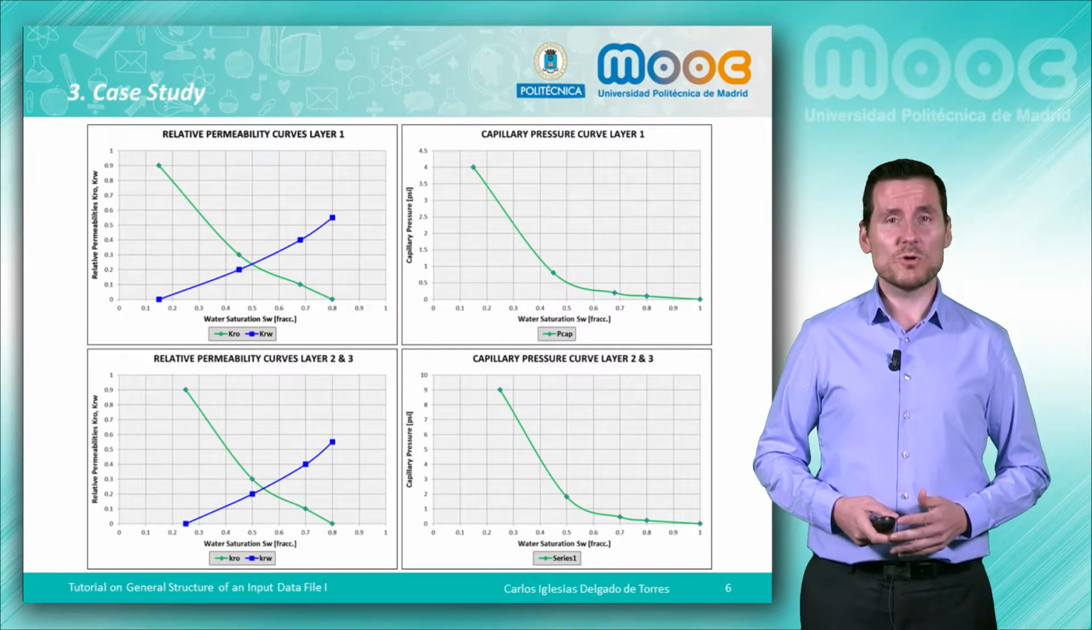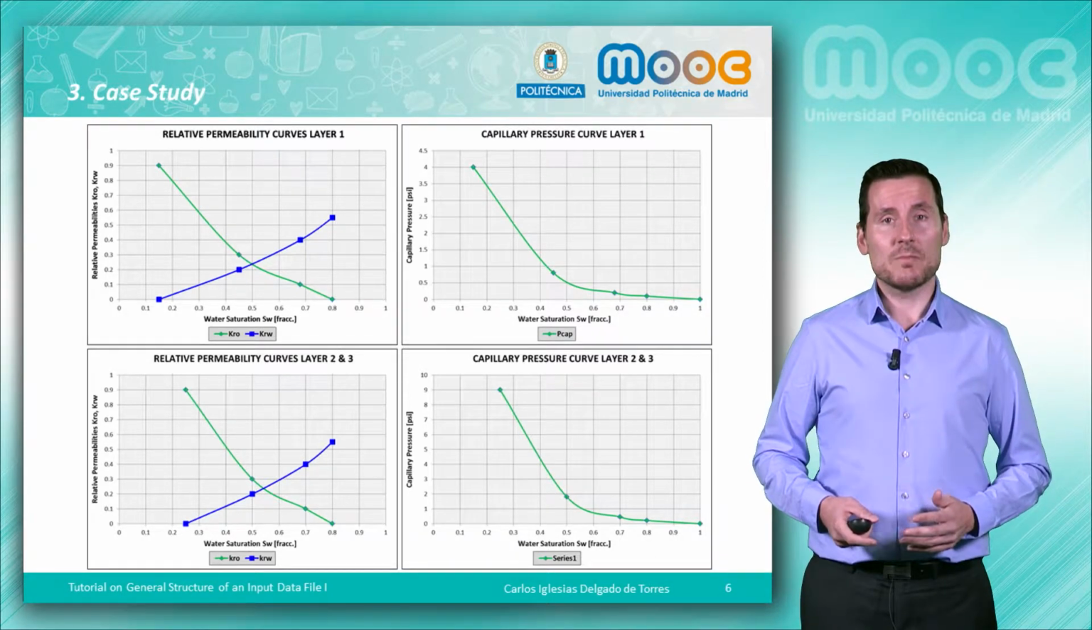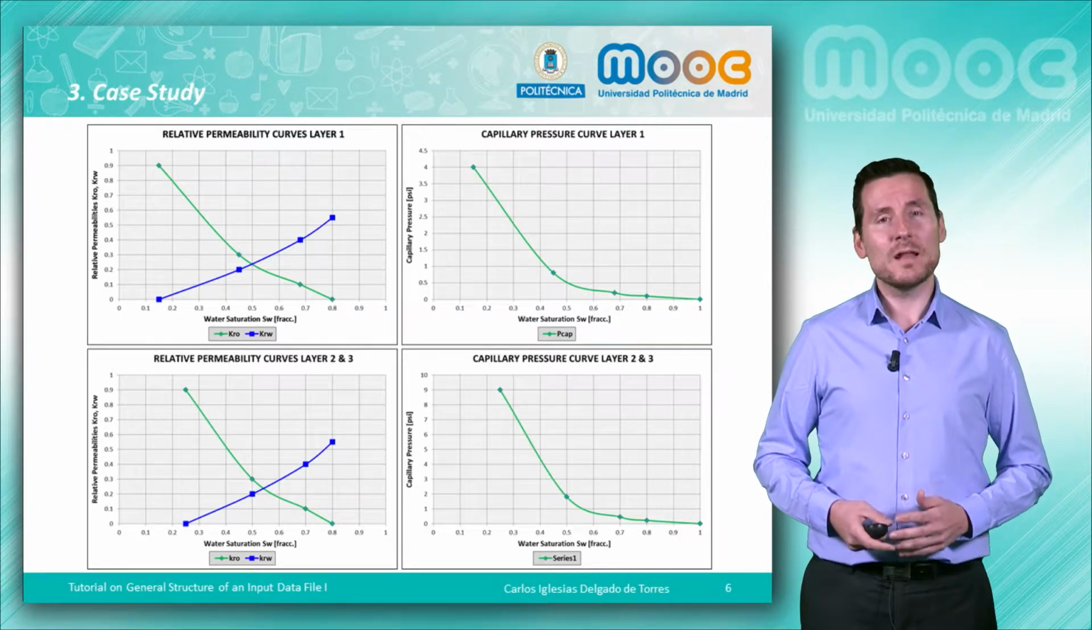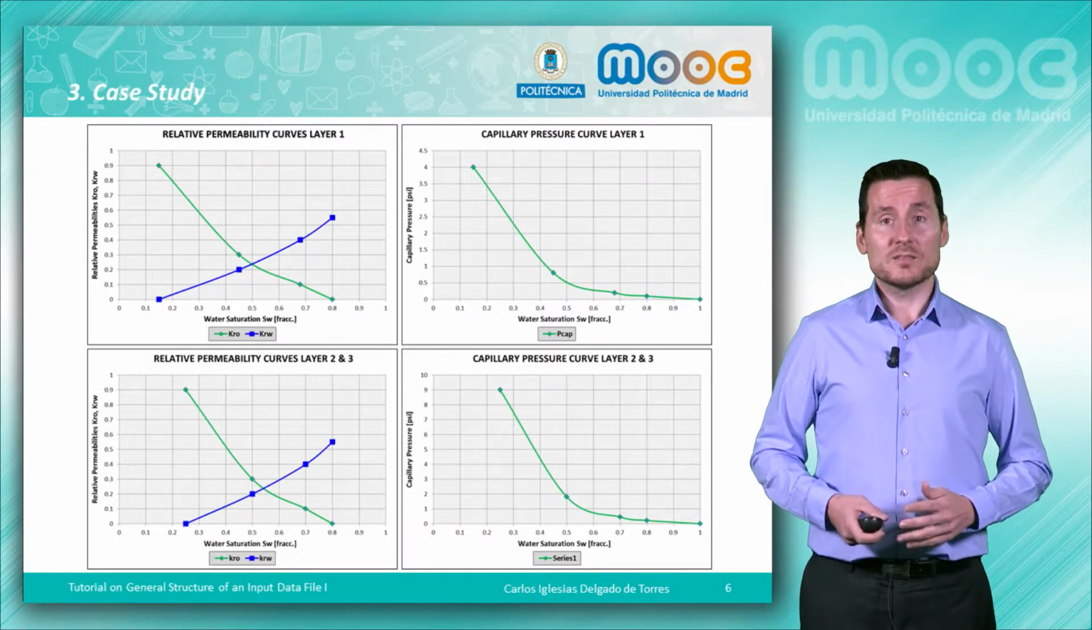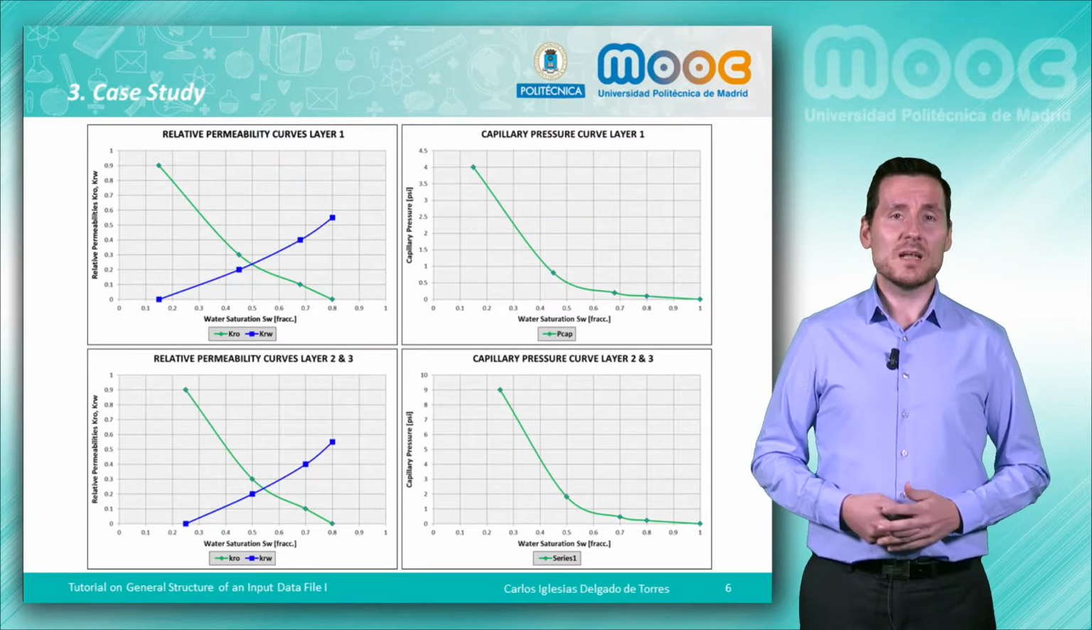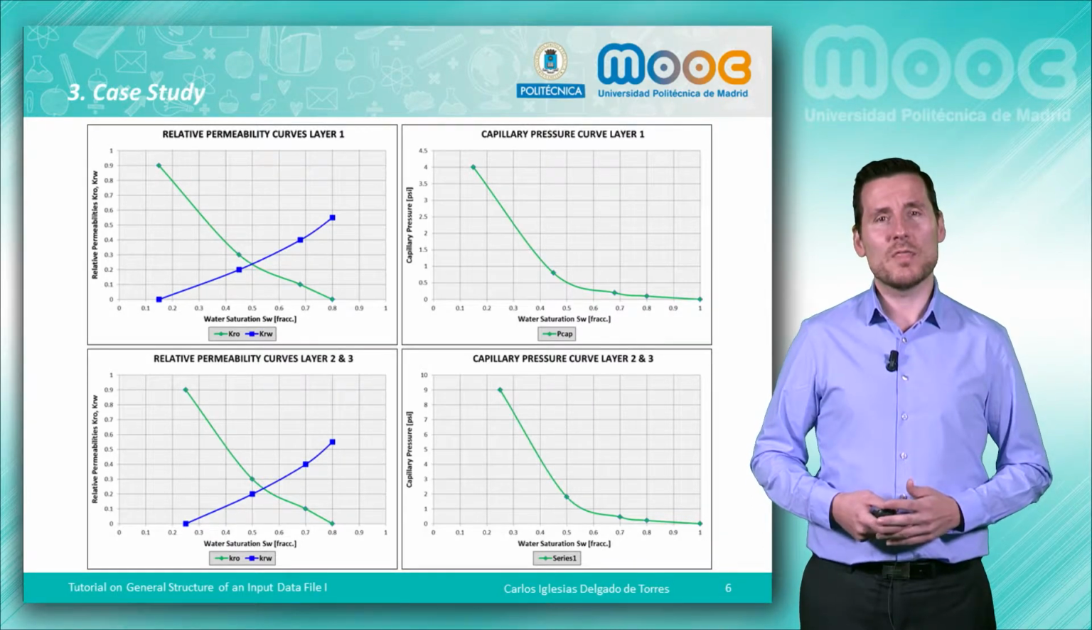The residual water saturation is 20% in both cases, so it means that there is more movable oil in layer number 1 than in layers number 2 and 3. Comparing the capillary pressures, it is very easy to notice that the capillary pressure in layer number 1 is about half of the capillary pressure in layers number 2 and 3.